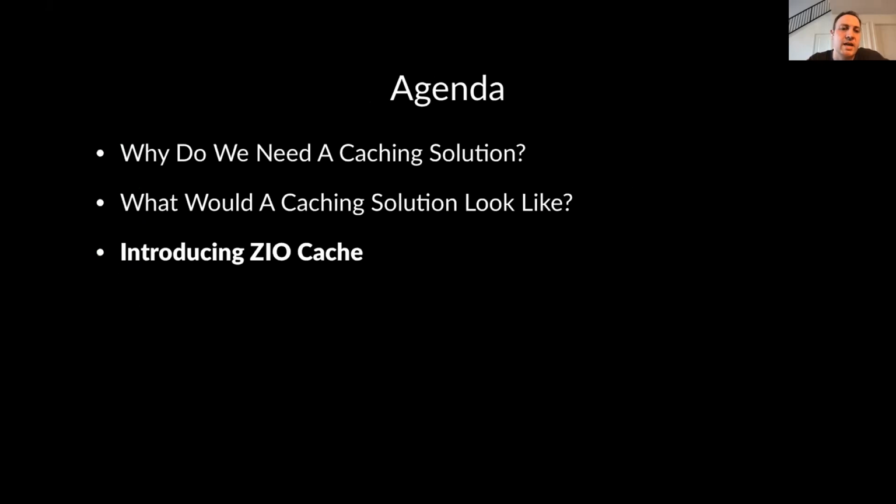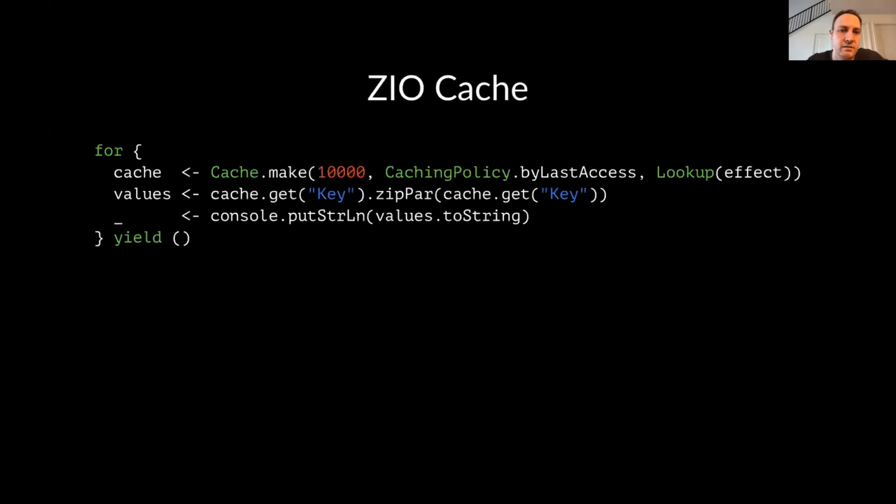So that's an overview of what an ideal solution would look like. Let's go back to our original example and see what that would look like in practice. Here's the same thing with ZIO Cache. We're just going to create a cache, 10,000 entries. Here we're just going to prioritize by when entries were last accessed. And we're going to give it that same effect we saw before.